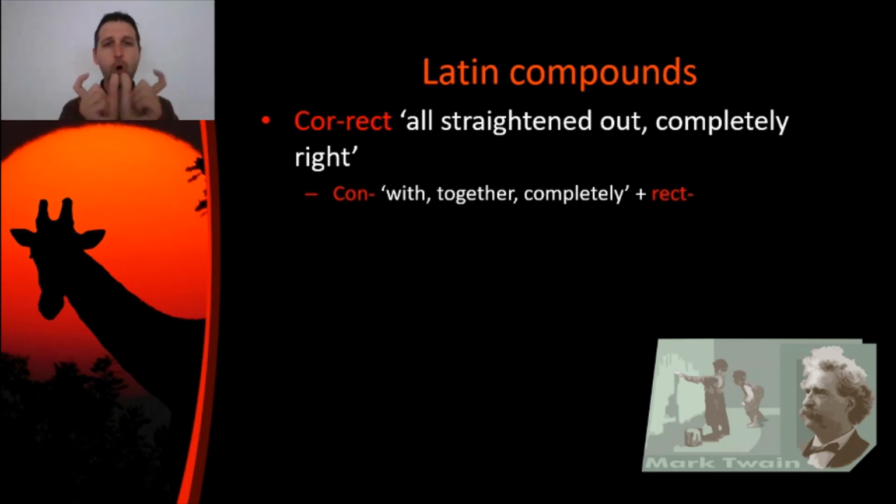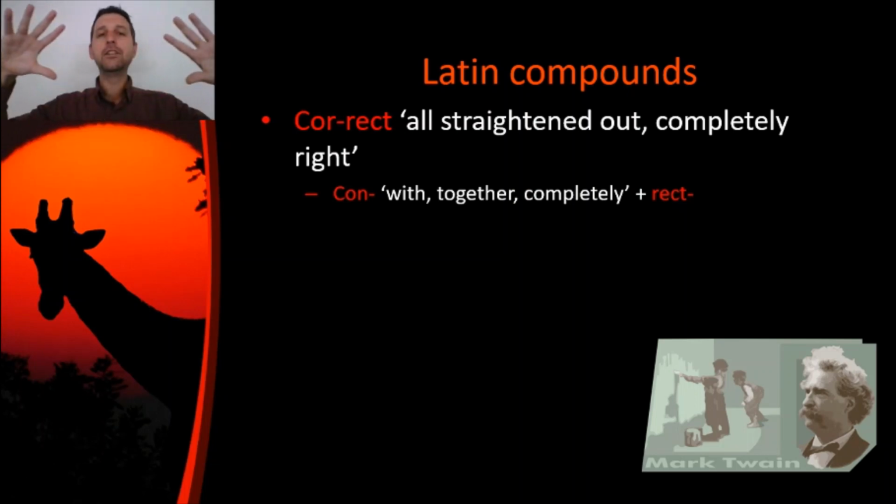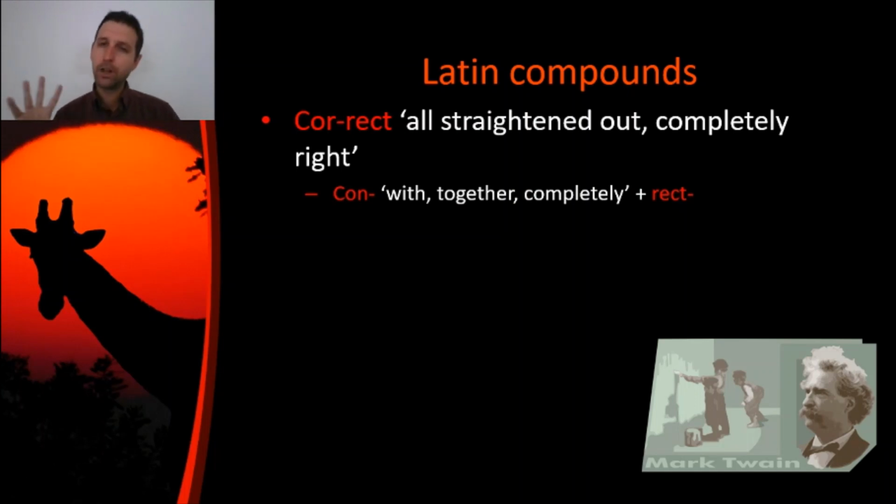So if something is con-rect, and then that N will assimilate to the R, which is why you spell correct with two R's. The first one is actually what's left of the N in con. So if something is conrect or correct, it's totally straightened out. Completely right. It's not just right, it's completely right. That's the original etymological meaning of the word correct. So it comes from one of these Latin compound verbs.